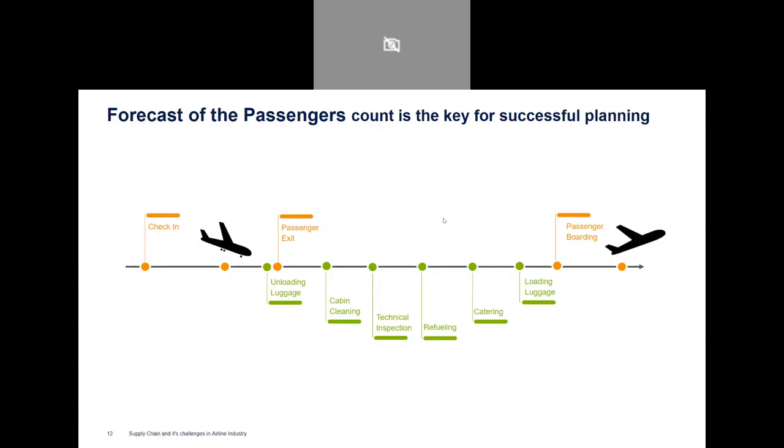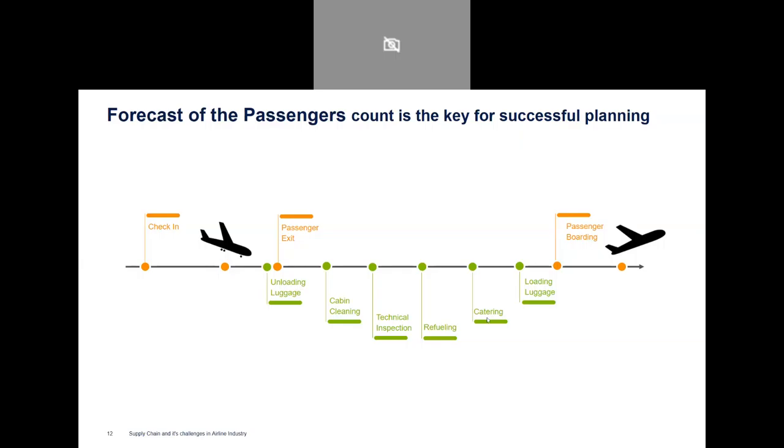So if there are 350 passengers, the maximum full capacity, the catering provider needs to know how many passengers are really going to fly on this plane. Is it roughly 200 passengers or 300? Because they need to procure all the raw materials needed to produce the food and have enough resource capacity, like cooking machinery or trucks to deliver it to the airport.